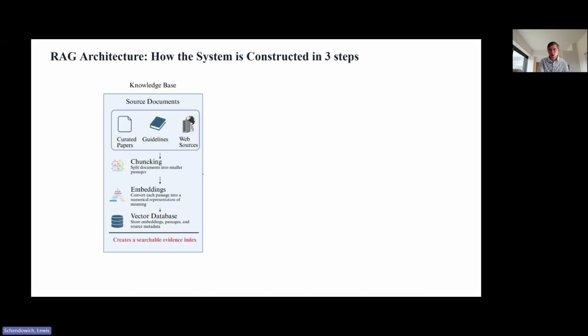Specifically for OpenEvidence, as in many clinical AI systems, they use something called retrieval-augmented generation, or RAG. Instead of relying on what the LLM has learned during training, RAG first finds relevant evidence and then gives it to the LLM to help generate an answer. The process has three main parts. The first is building the knowledge base, and that's done in advance, before you enter the prompt.